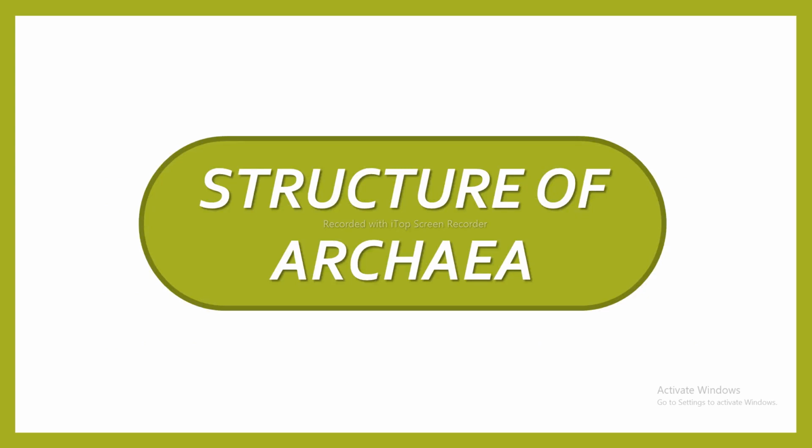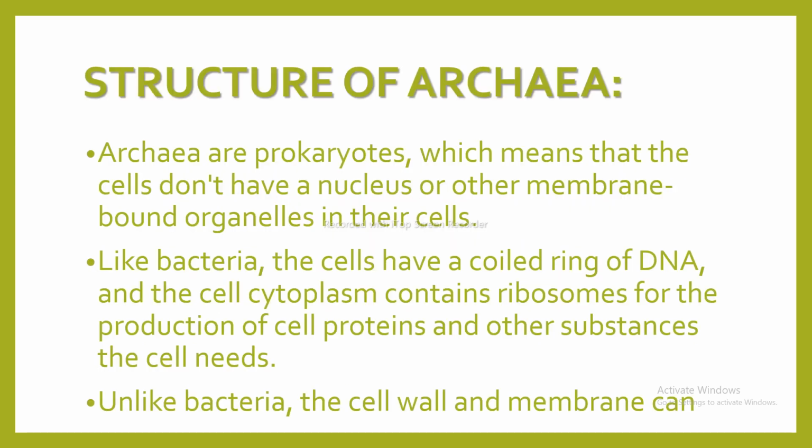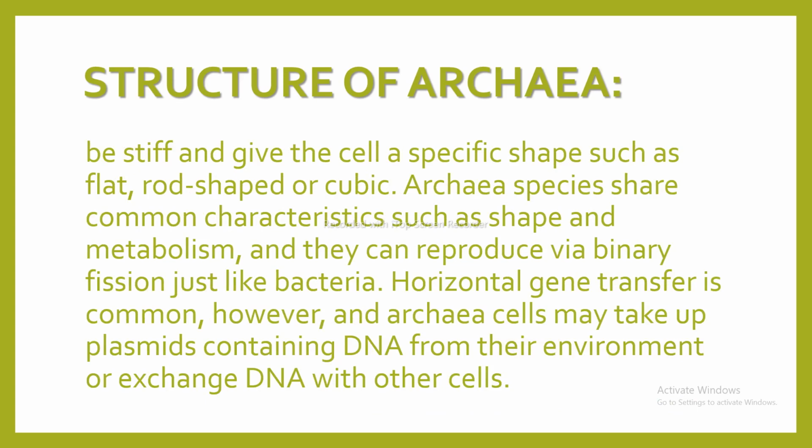So next I am going to discuss the structure of archaea. Archaea are prokaryotes, which means that the cells don't have a nucleus or any other membrane-bound organelles. Like bacteria, the cells have a coiled ring of DNA and the cell cytoplasm contains the ribosomes for the production of cell proteins and the other substances the cell needs. Unlike bacteria, the cell wall and membrane can be stiff and give a cell a specific shape, such as flat, rod-shaped or cubic. Archaea species share common characteristics such as shape and metabolism, and they can reproduce via binary fission just like bacteria.